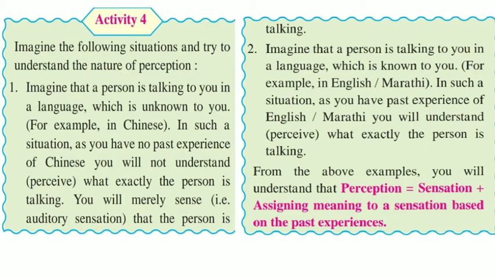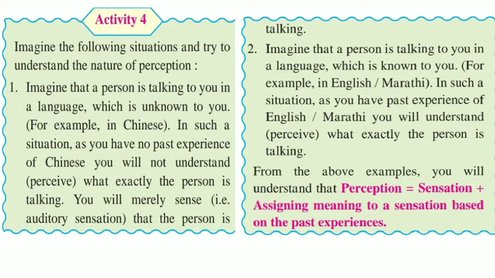So what is happening in the first example is, imagine if someone comes to you and is talking in XYZ language which you don't understand at all, for example, Chinese or any other language that you do not understand. You can just experience the auditory sensation, and you can understand that a voice is coming in, but you're not understanding what exactly that person is trying to say, because there is no past experience, as in you have not learned that language or you have no clue about that language. So your perception does not take place because you don't have a past experience.